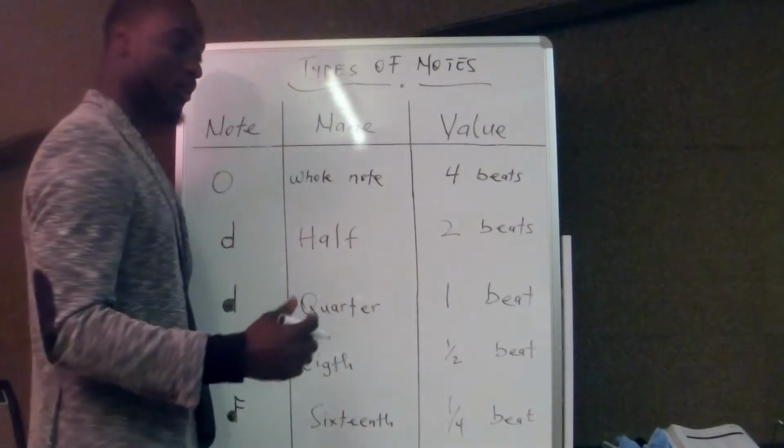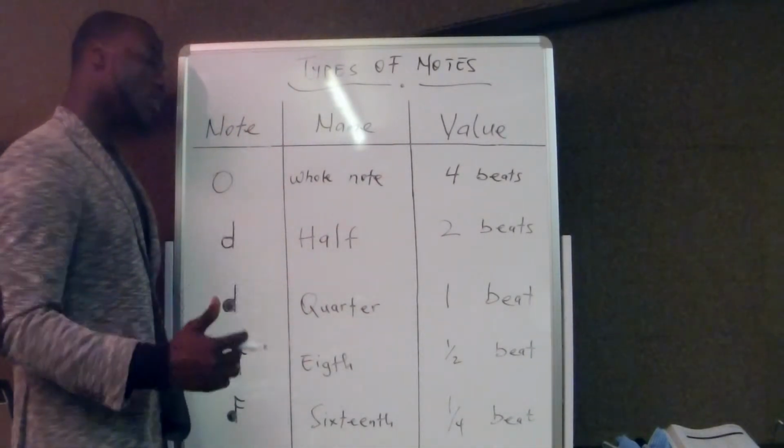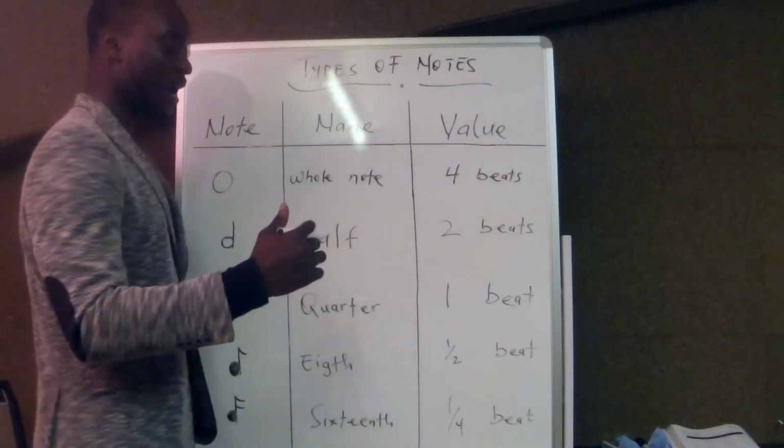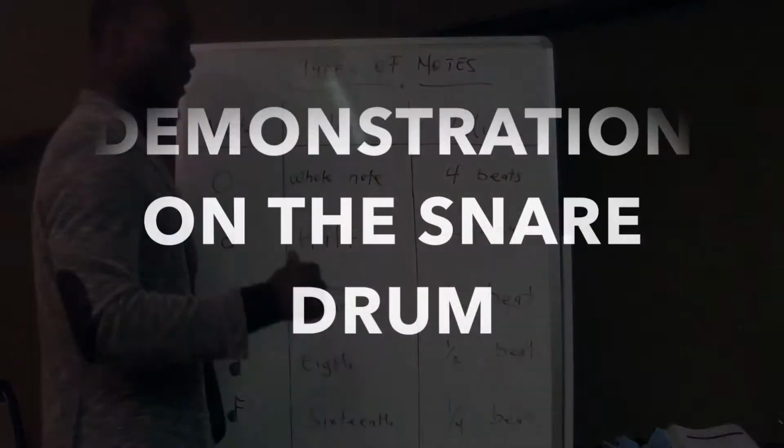So which is why on the click, when we had 1, 2, 3, 4, what I'm counting there is quarter notes. Basically, anytime you're counting, you're playing a new note. Anytime you count.